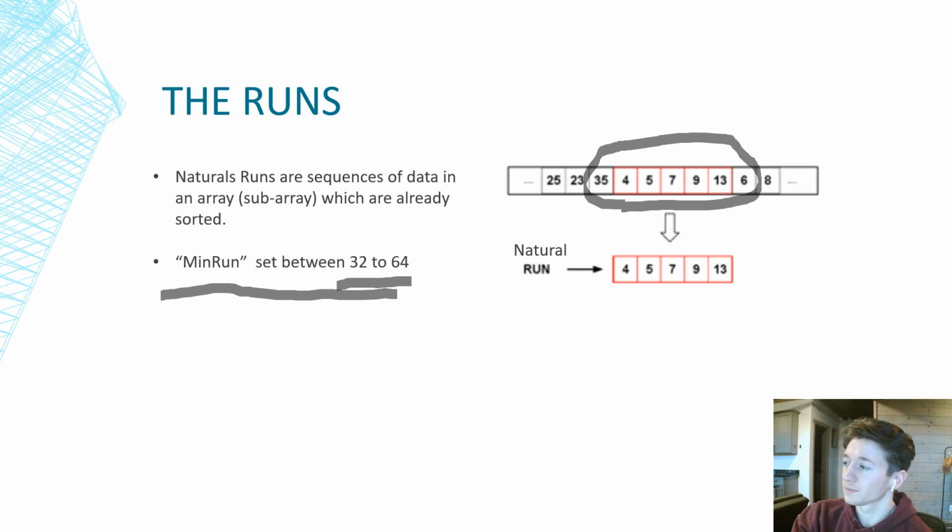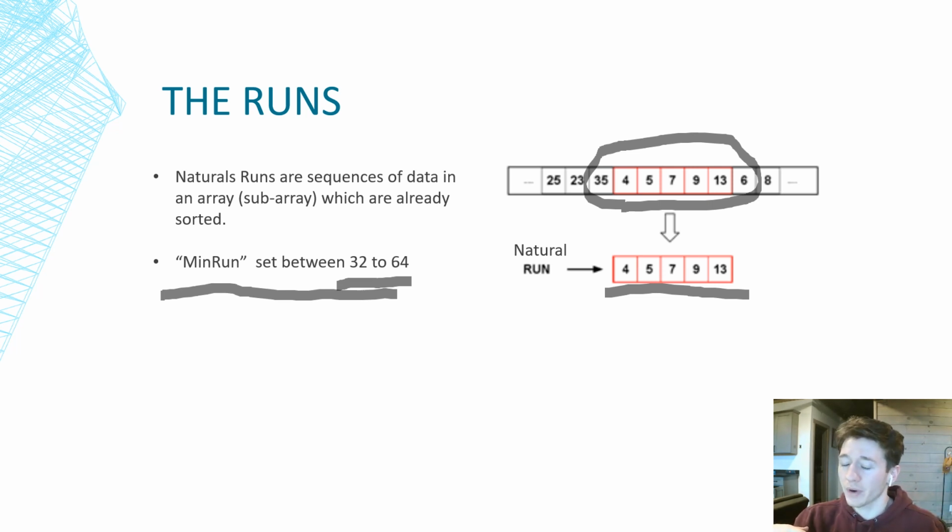But anyways, as we're traversing our array, we're defining runs. If we happen to come across a natural run, a sequence of already sorted data, we're going to define that as a run. And if need be, we're going to add unsorted elements to that naturally occurring run to reach our min run size. And once we add those elements, then we have our complete run.